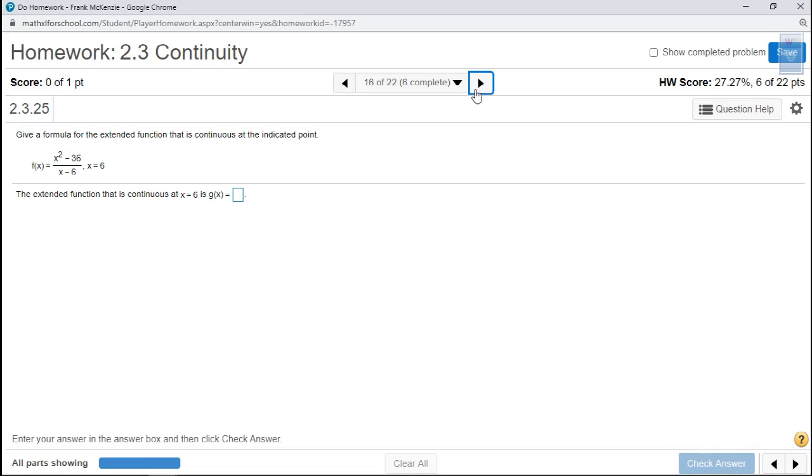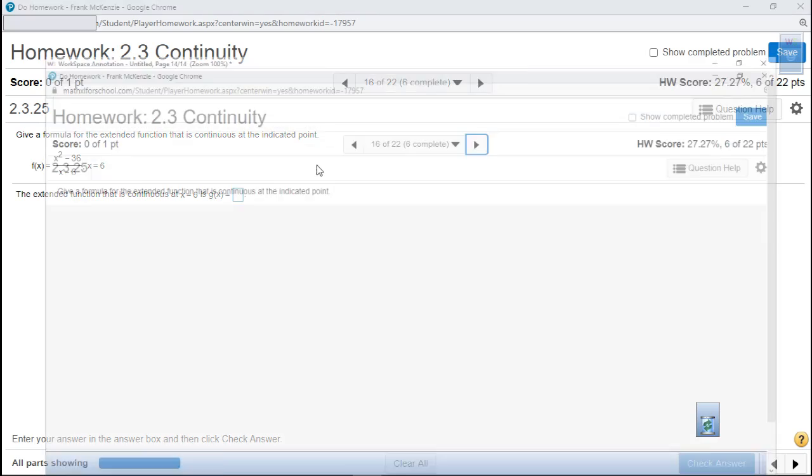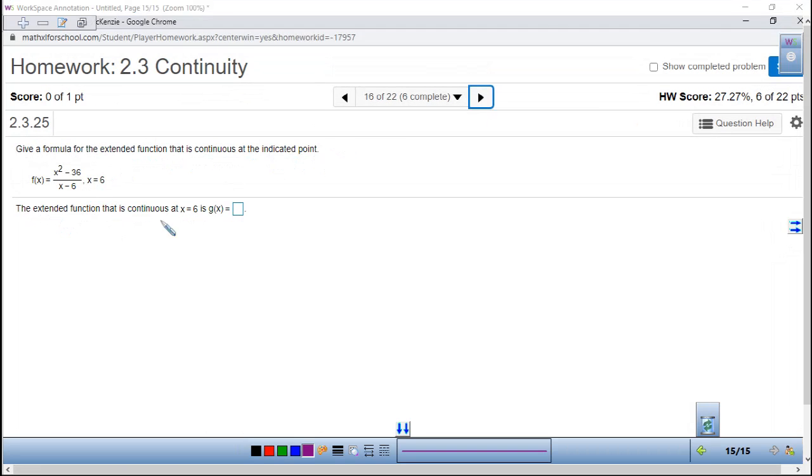All right, so another way that you can do these as far as fixing the discontinuity is you can actually remove it by simplifying the function. Now, I'm not a big fan of the way that the computer accepts the answer as being correct, because it's technically not true. But let me show you something here.